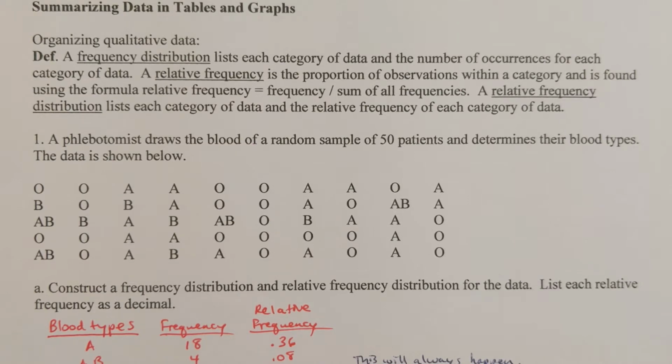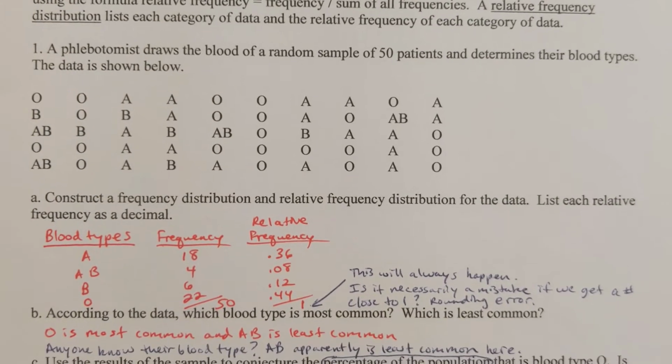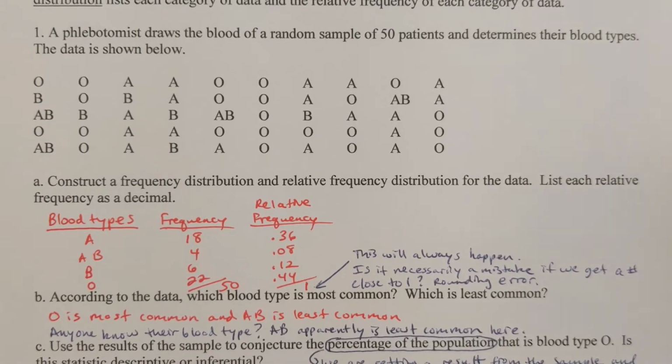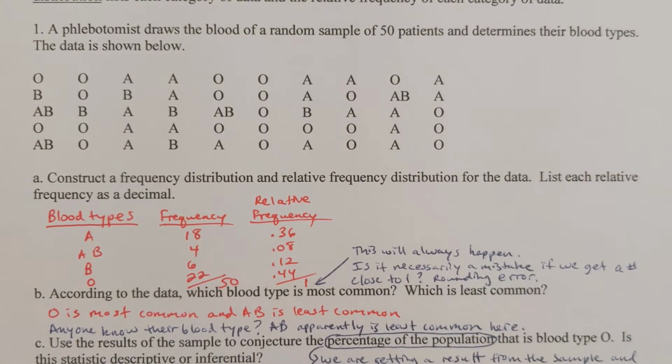Okay, so let's take a look at problem 1 here, where it says that a phlebotomist draws the blood of a random sample of 50 patients and then determines their blood types. The data is shown below. Here are the different blood types of the 50 individuals. Part A says to construct a frequency distribution and a relative frequency distribution for the data. List each relative frequency as a decimal.